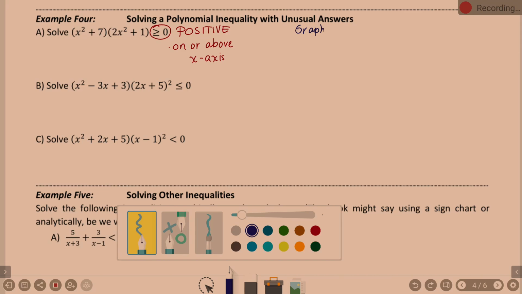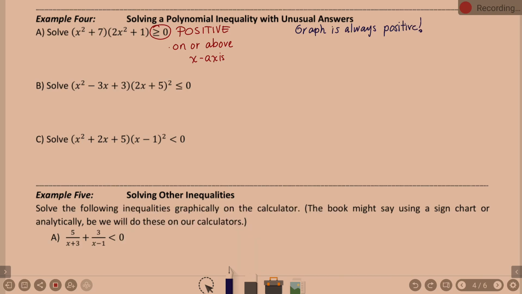Okay. I'm just going to write here a note: graph is always positive. So my answer, negative infinity to positive infinity. As I said, it's a different answer, right? We got some specialty cases here. Questions there?